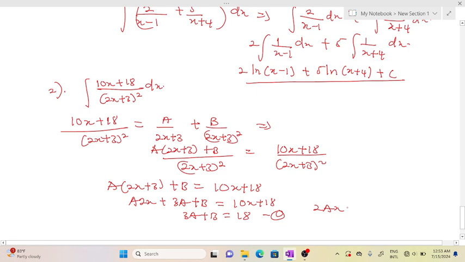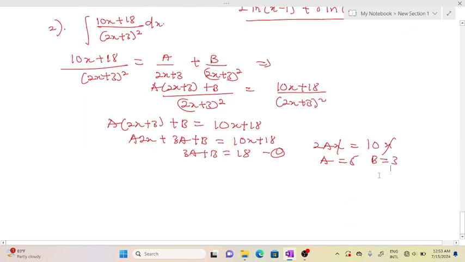5. Once a is 5, I'll put it here. I'm going to get 15. Then b will be equal to what? 3. As simple as that. So right now I have my a and b.